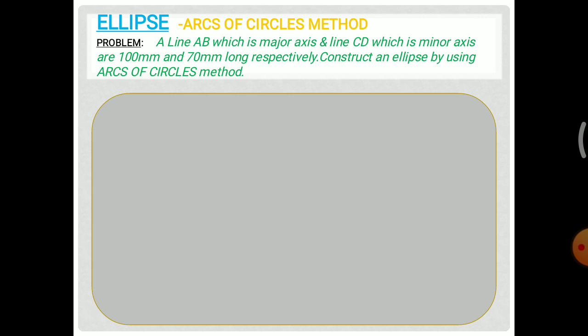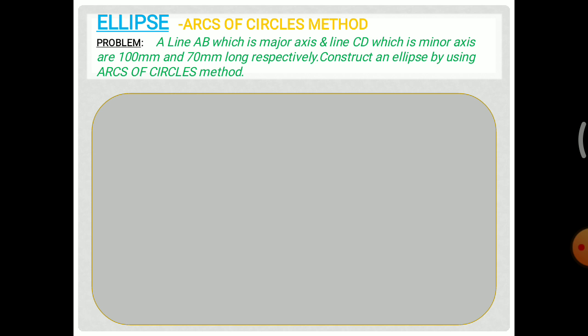A line AB, which is a major axis, and line CD, which is minor axis, are 100 mm and 70 mm long respectively. Construct an ellipse by using arcs of circles method. So this is the required question for the arcs of circles method. So they are giving only the major axis and minor axis. So in some problems they have been given the other point also, that is foci.